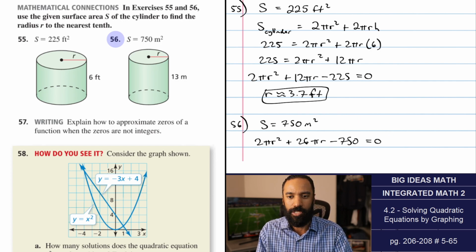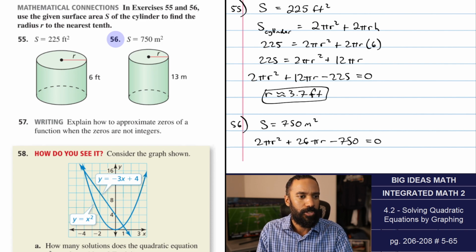So there's just a faster way for me to write that and go straight to the calculator. Now it's going to be 26 pi times r minus 750. Okay, let's look at the graphing calculator for this one, and let's go back to the graph appearance.